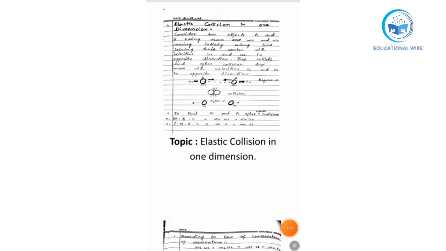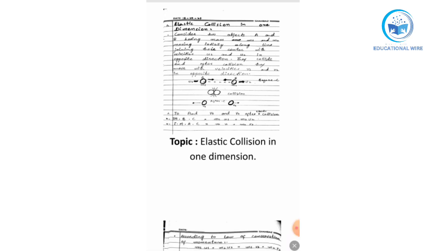So today we will start our new topic, that is elastic collision in one dimension. First of all, as we all know, we are considering two objects A and B having masses m1 and m2 initially along the line joining their centers, moving in opposite directions. They collide, and after collision they move with velocities v1 and v2 in opposite directions.